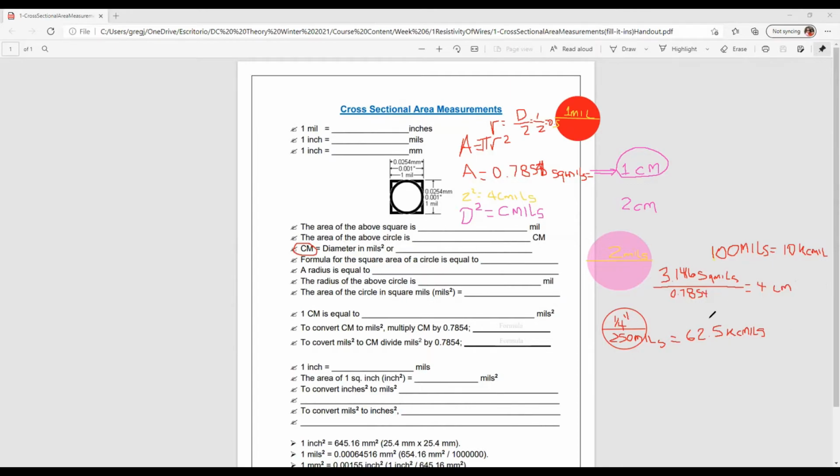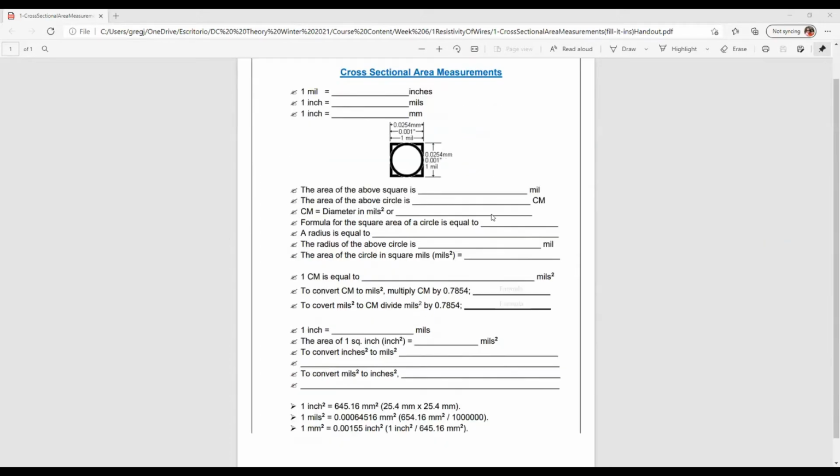I'm just telling you that because you are going to have to go through this handout and do all these conversions. But please always follow this formula: d squared is going to be equal to circular mils. Now, let's get moving.